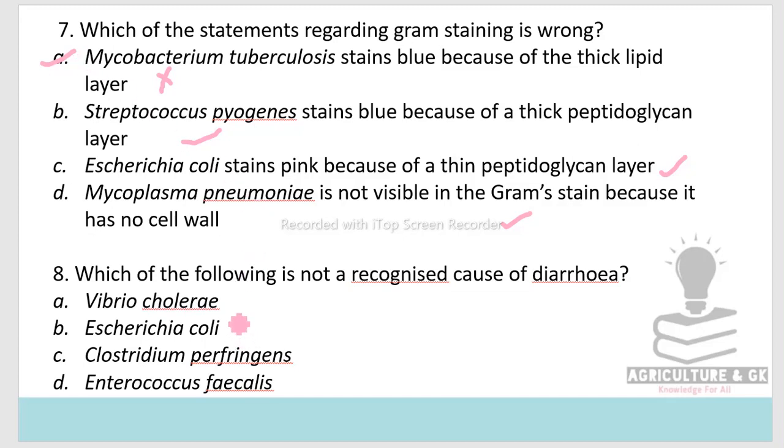Now moving next. Which of the following is not a recognized cause of diarrhea? Vibrio cholerae, E. coli, Clostridium perfringens, Enterococcus faecalis. So which one of these is not a reason for diarrhea? So we know Vibrio cholerae, E. coli, and Clostridium perfringens cause diarrhea. So Enterococcus faecalis doesn't cause diarrhea. So our answer is option D.